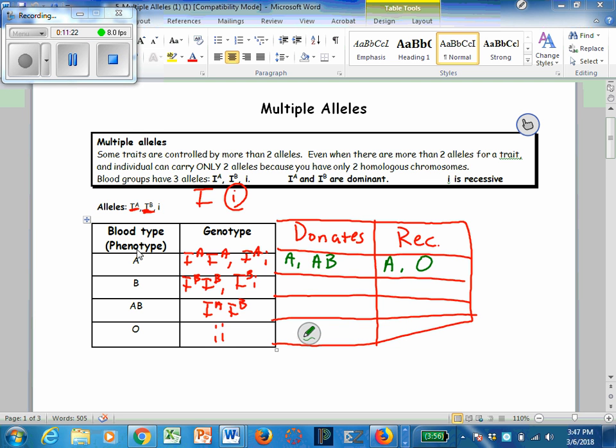If you're B blood, you can donate to B people and AB people. And that's it.